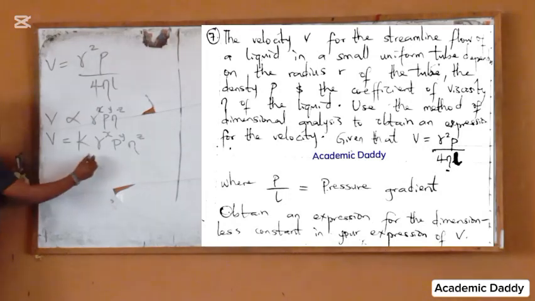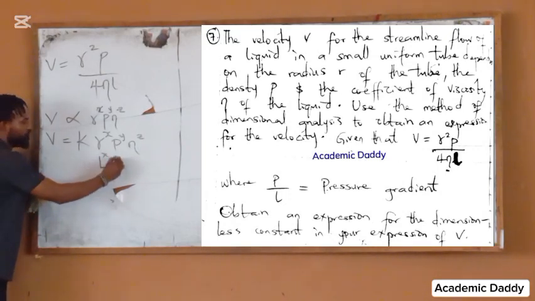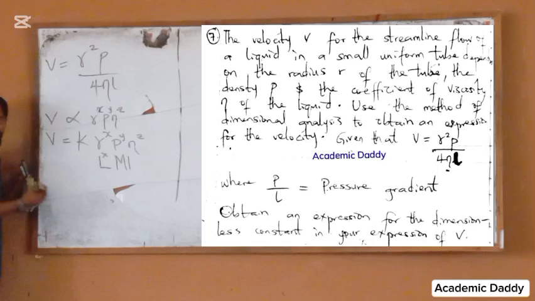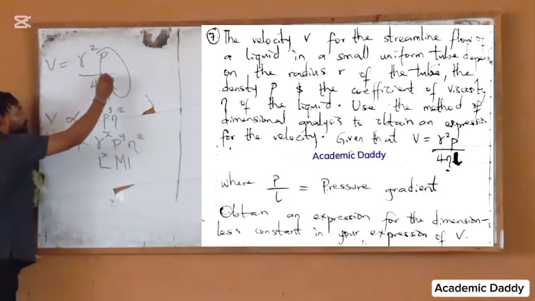I know that the dimension of radius is L, so this will be L to the power x. I know that pressure is force over area. I will normally get it to be... the same pressure gradient. Read the question again. No, read from the beginning. See, the gradient they are talking about is this one.